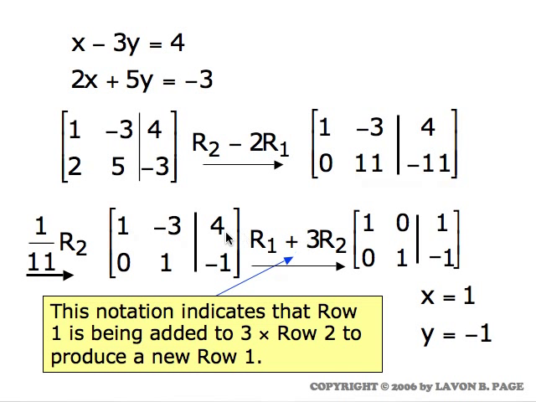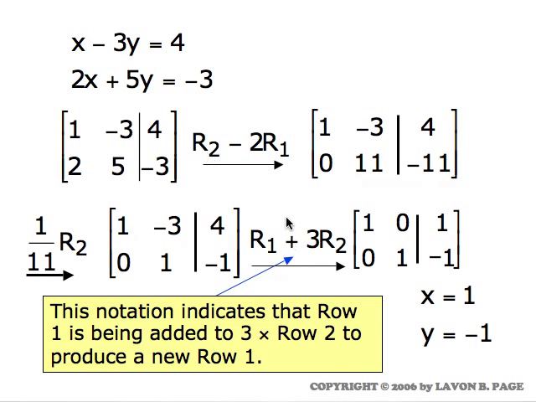And 4 plus 3 times minus 1 is 4 minus 3, which is 1. So we produced a new row 1 as old row 1 plus 3 times row 2. The notation R1 plus 3R2 means we're getting a new row 1 by adding the old row 1 to 3 times row 2.